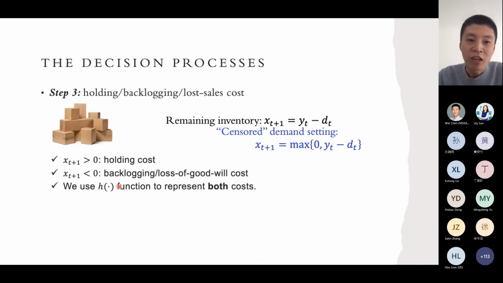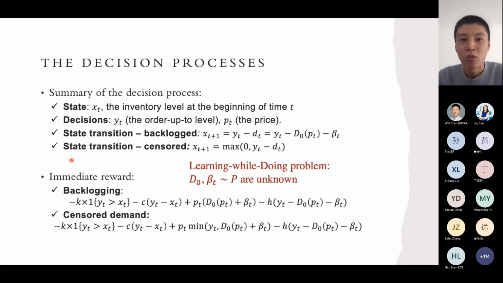So we will use the h function to represent both of these costs. That is, h of x_{t+1} is a non-negative number in either case of x_{t+1} greater than 0 or less than 0. It is usually 0, incurring no cost, if we exactly consume all the inventory, so that means x_{t+1} equals 0. All these steps complete my introduction of this decision process at one round, and this will go round by round.